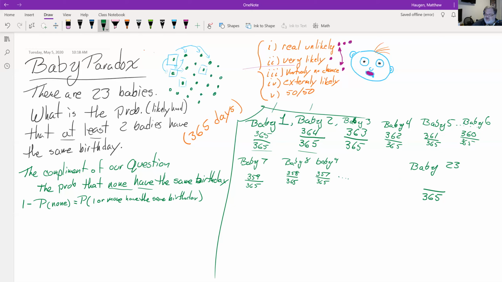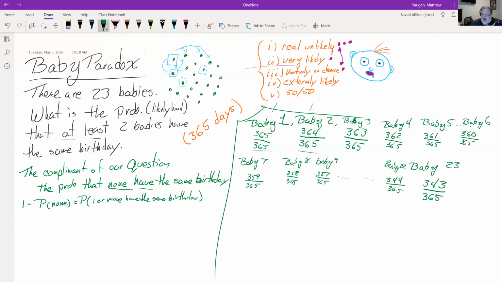So of the 365, baby 23, we're actually only subtracting 22 birthdays because there are only 22 babies below it. So that would be, what, 343. Baby 22 would be 344 out of the 365, and so on. Does that seem reasonable so far? Good.